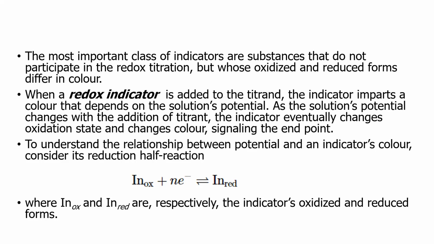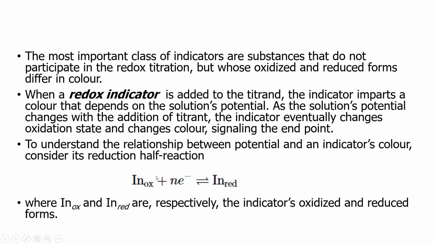When a redox indicator is added to the titrant, the color that is impacted depends on the solution's potential. So as the solution's potential changes, as you're adding your titrant, the indicator would also change its color, and the oxidation state will change, and that will tell us that an end has come to the titration. We can also use the relationship between potential. We can use the half equation to do this.